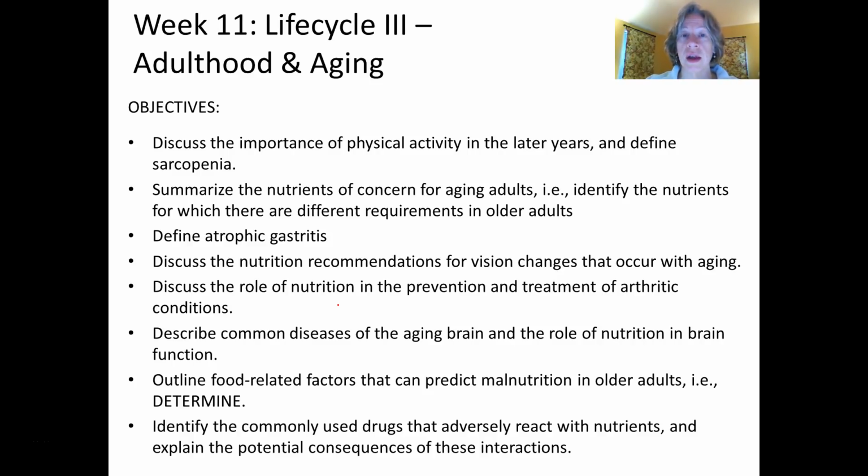That is, I don't need you to know the acronym DETERMINE. I want you to be aware of it, though, but you don't need to know it for this exam. And I'm not going to ask you about commonly used drugs that adversely react with nutrients, although you should be aware of them as well in your own life and those you love.